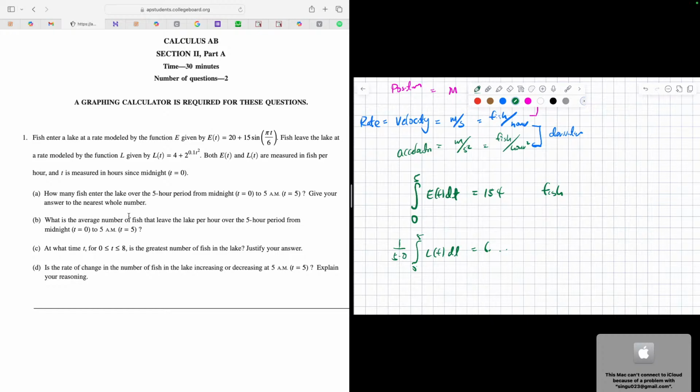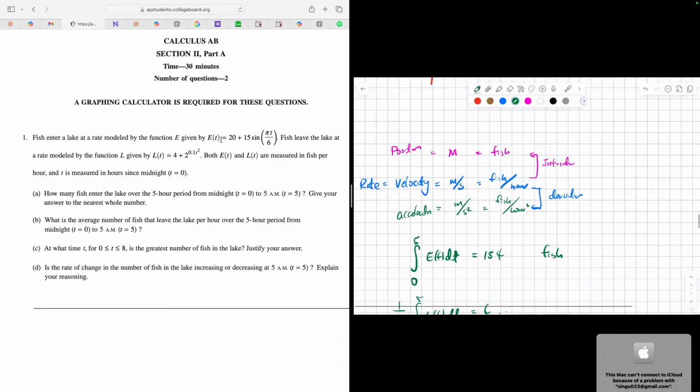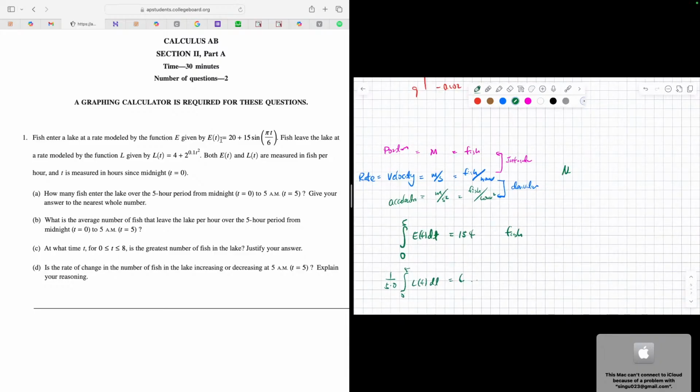Now, they say, at what time is the greatest number of fish in the lake? Greatest number. Does that mean something? The table, right? But which equation do I need to type in? You need to write down one more thing. Net rate is equal to rate in minus rate out. Very, very important. And it's equal to velocity as a whole.